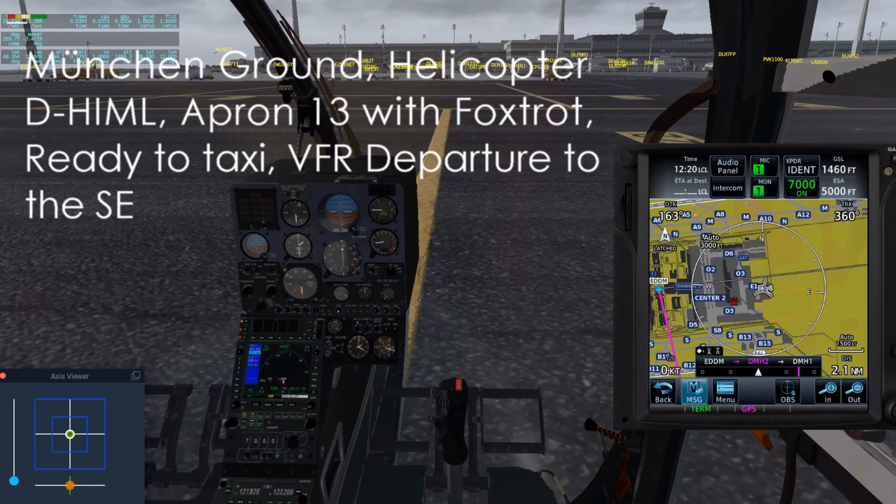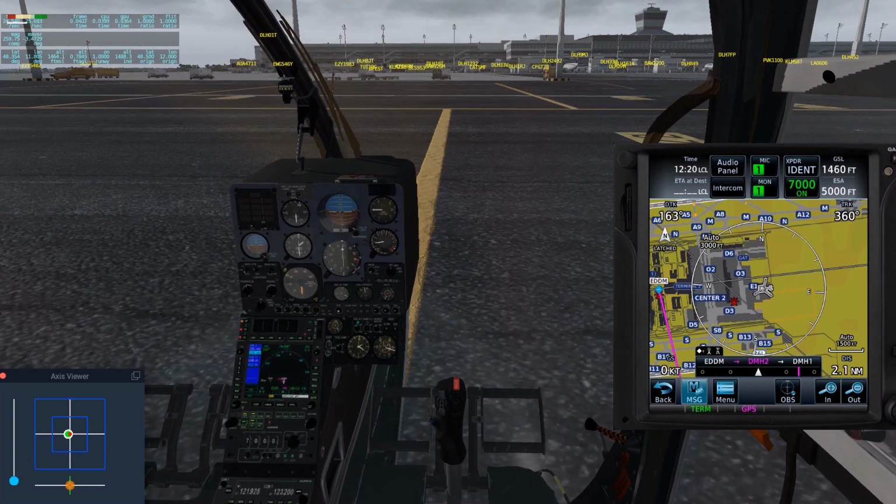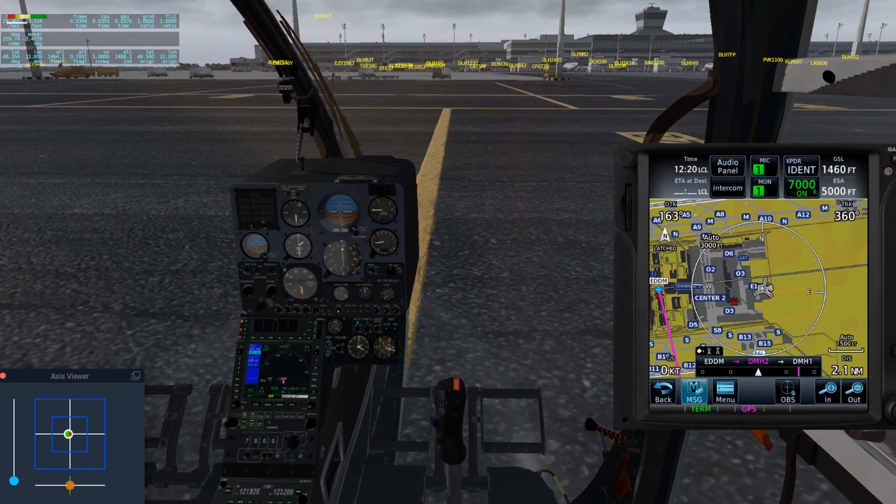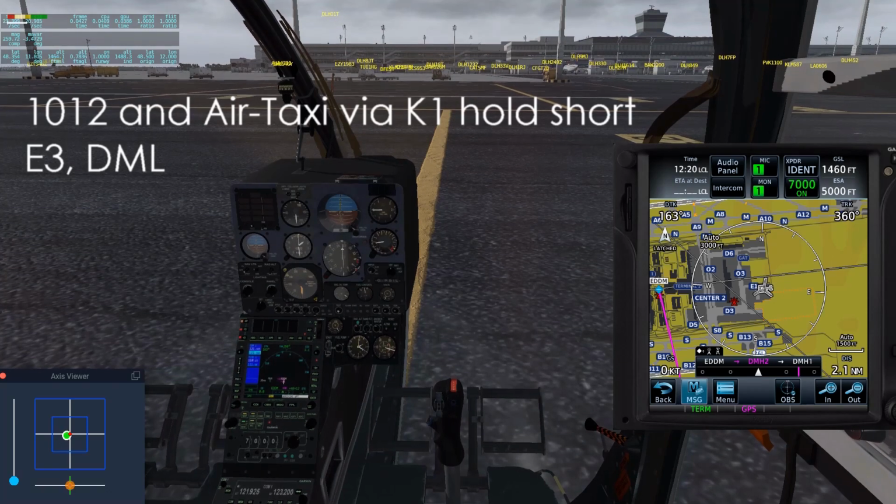München ground, helicopter Delta Hotel India Mike Lima, Apron 13 with Foxtrot ready to taxi. VFR departure to the southeast. Delta Mike Lima, hello, active runway 26, QNH 1012. For the moment, air taxi via Kilo 1, hold short Echo 3. 1012 and air taxi via Kilo 1, hold short Echo 3, Delta Mike Lima.